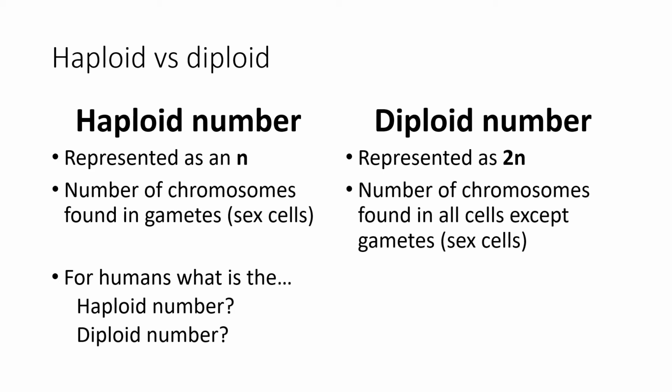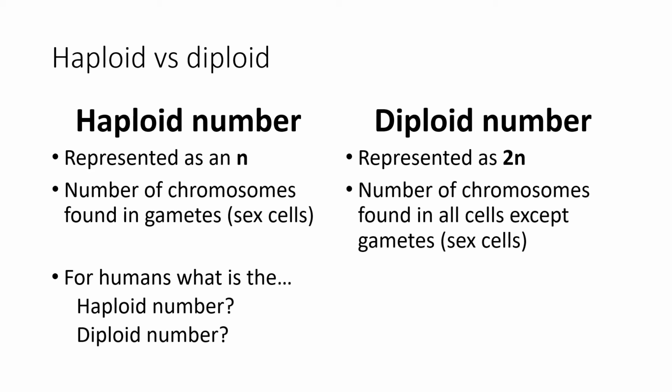The haploid number refers to the number of chromosomes found inside a gamete. It doesn't matter what the actual number is, and it doesn't matter what organism we're talking about. When we talk about the haploid number for an organism, we are talking about the number of chromosomes found inside its gamete. Remember, gametes are sex cells. When we talk about diploid, we mean the number of chromosomes found in every other type of cell in the entire organism except the gametes.